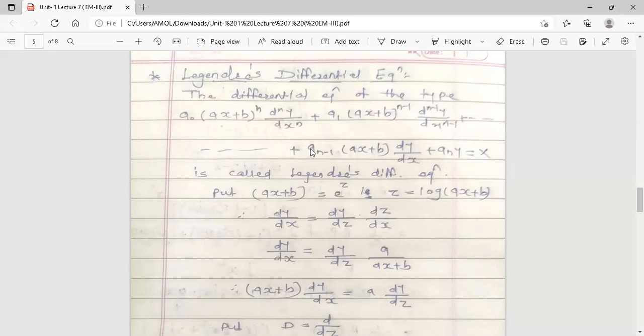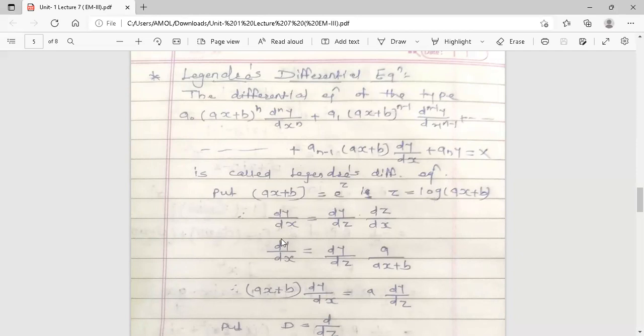Now, how to reduce this differential equation, Legendre's differential equation, to LDE? There is a standard substitution. Put ax plus b is equal to e raised to z. Now, if ax plus b is equal to e raised to z, then z is equal to log of ax plus b, because if we shift this exponential function to the LHS, it becomes a log function.